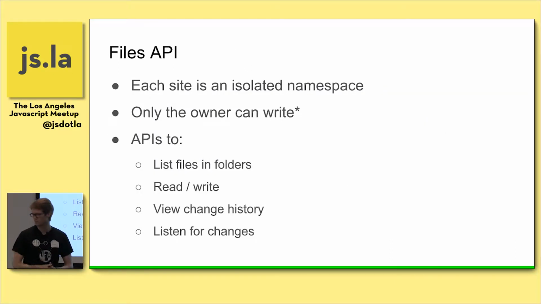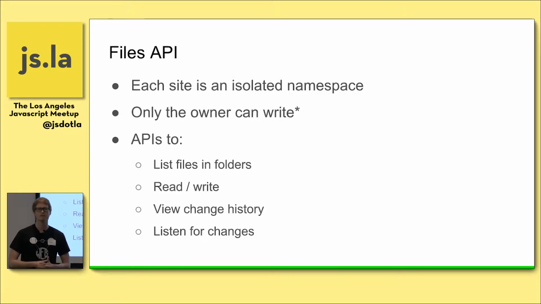That API has a number of capabilities that are exposed as a web API to applications. You can list files in a folder. You can read and write files. You can actually see a change history, sort of like a git log for a website. And you can also listen for changes, which ends up being extremely important for having a good reactive application.